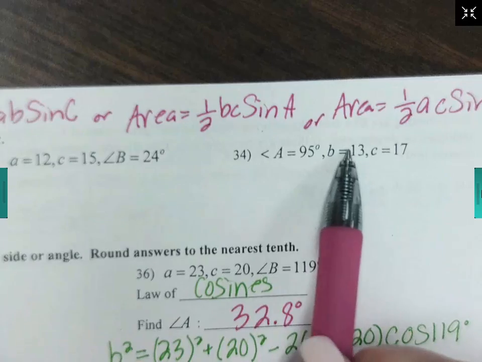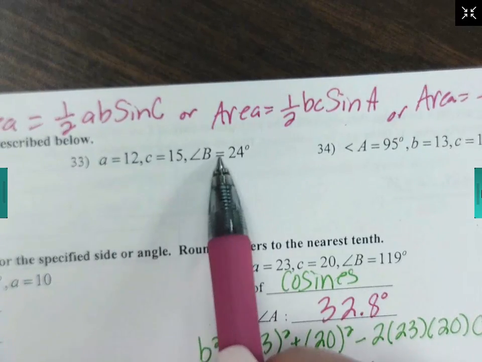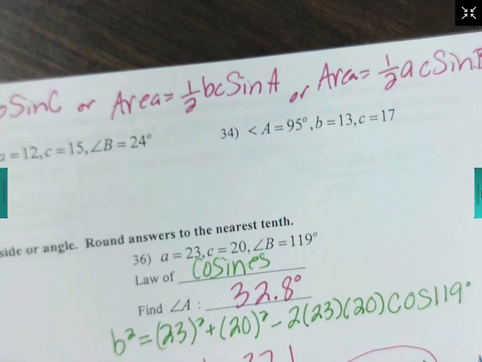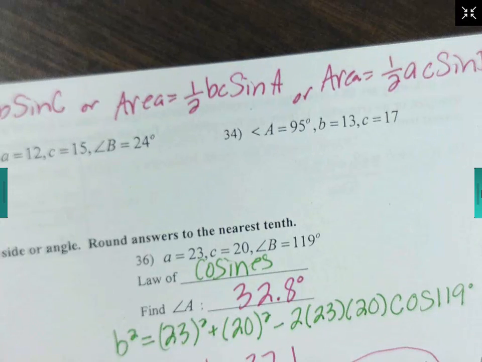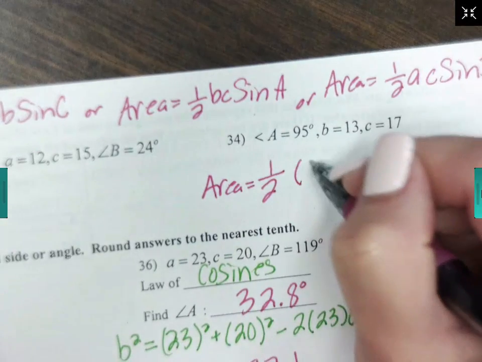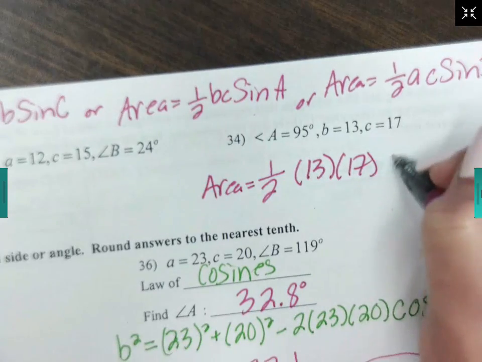Pretty much, it's just 1/2 side, side, sine of angle. I would write it down just in case you made a mistake plugging it in your calculator. If I saw that you wrote it down, I'm going to give you credit for that. But if you just plug it in your calculator and make a mistake, I'm going to, you know. Yes, I'll show you. This would be area is equal to 1/2 times 13 times 17 times the sine of 95.